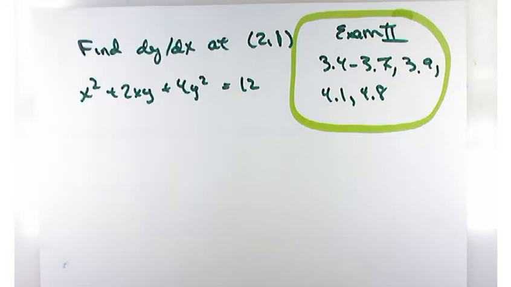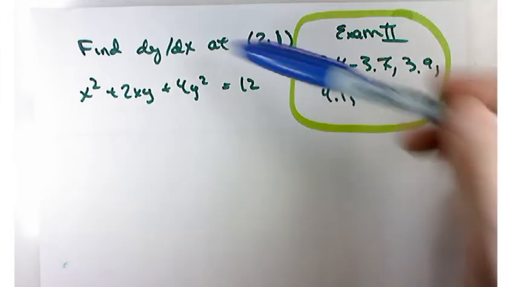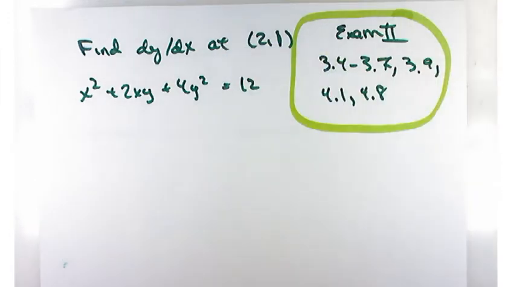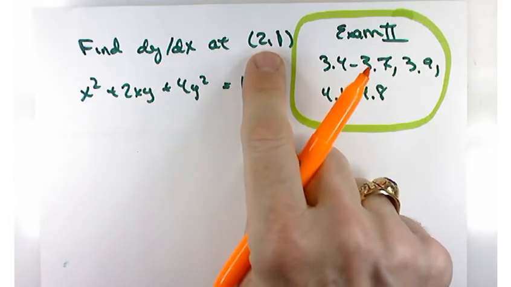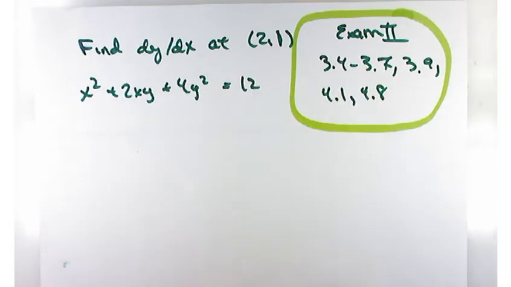Okay, so one of the things that are going to be on your test would be section 3.5, which is implicit differentiation. And, you know, this is kind of a challenging little topic for people, so I wanted to go over a problem from that. We're going to find the slope of the tangent line to this curve at the point (2, 1).